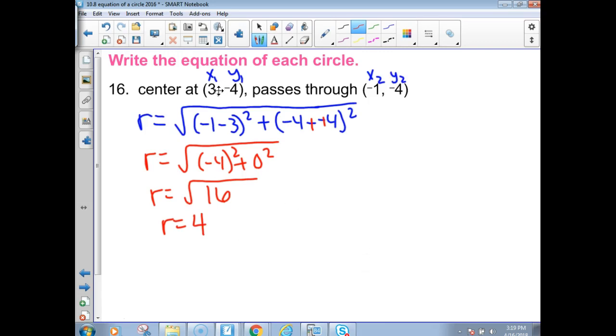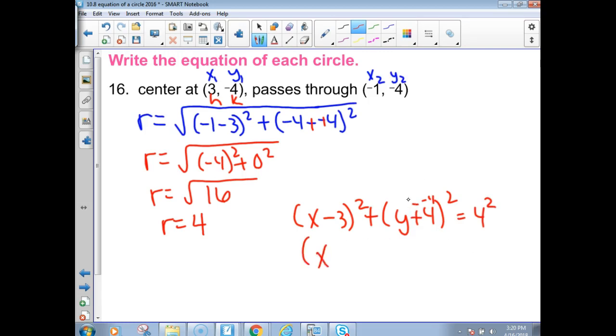Now, we take the center, h, k, and we do the formula, x minus 3 quantity squared plus y plus 4 quantity squared, and I wrote plus because it was minus -4, equals 4 squared, and I have to simplify that. The final answer should be x minus 3 quantity squared plus y plus 4 quantity squared equals 16.